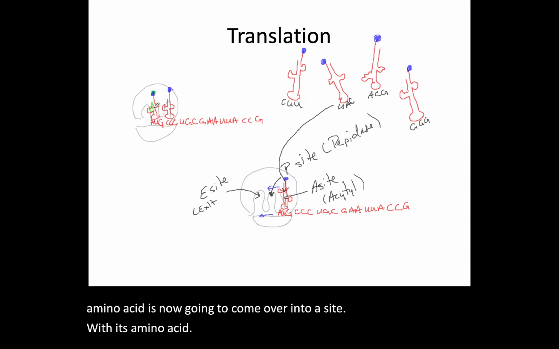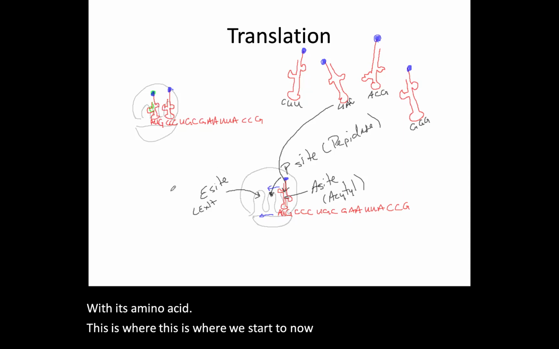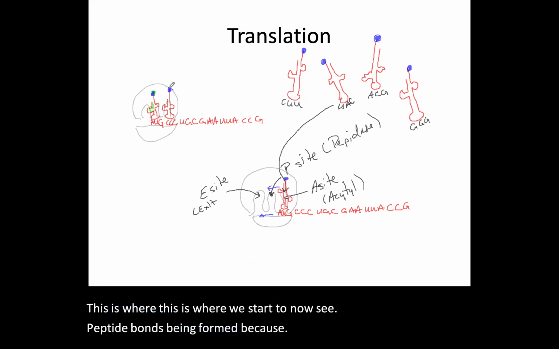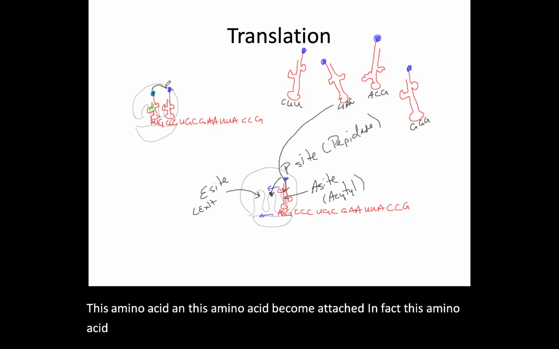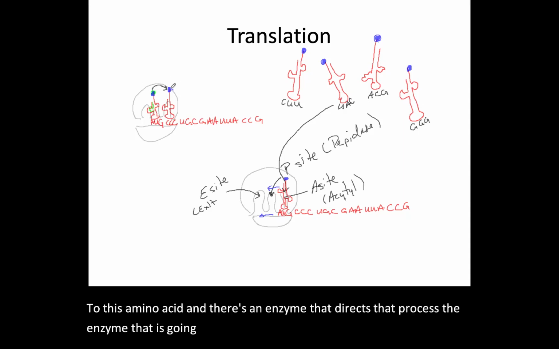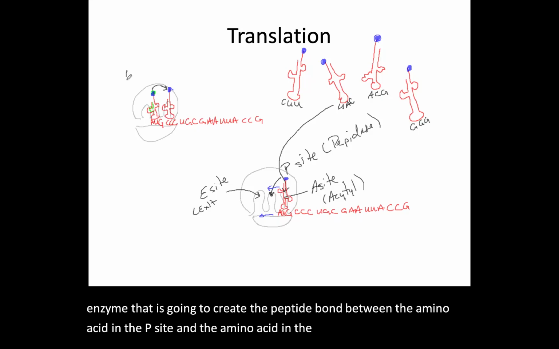And this is where we start to see peptide bonds being formed, because this amino acid and this amino acid become attached. In fact, this amino acid is going to be joined to this amino acid. And there's an enzyme that directs that process. The enzyme that is going to create the peptide bond between the amino acid in the P site and the amino acid in the A site is called peptidyl transferase.